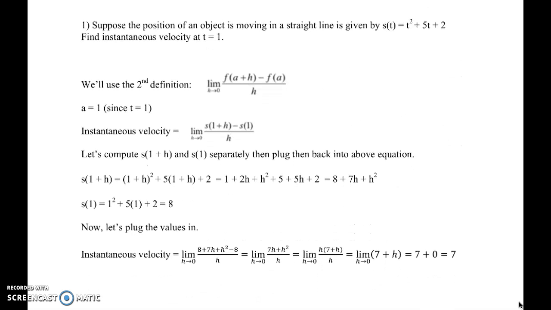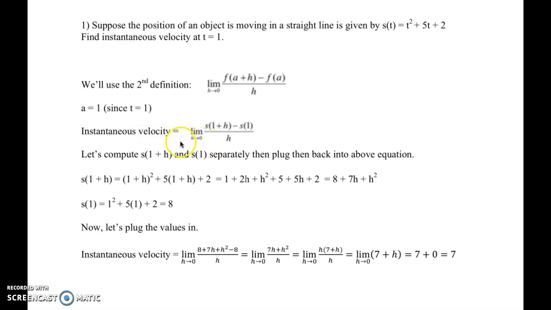So we have a position of an object moving in a straight line given by t squared plus 5t plus 2. And we're going to use that second definition, the limit as h approaches 0 of f of A plus h minus f of A divided by h. And A is equal to 1 since t is equal to 1. All right, so we're going to call A t, which is 1.